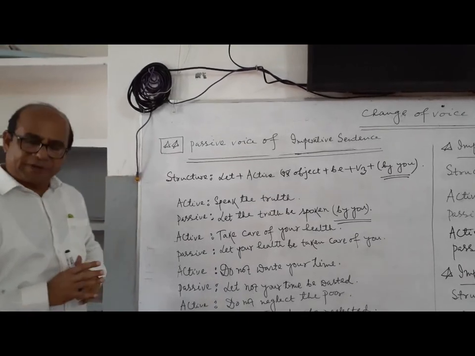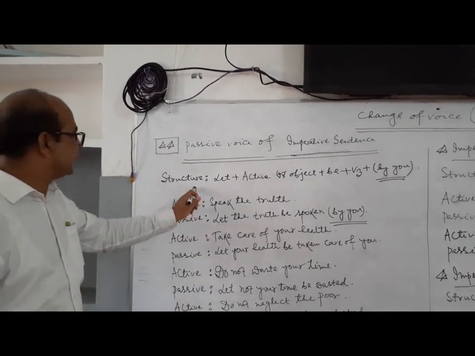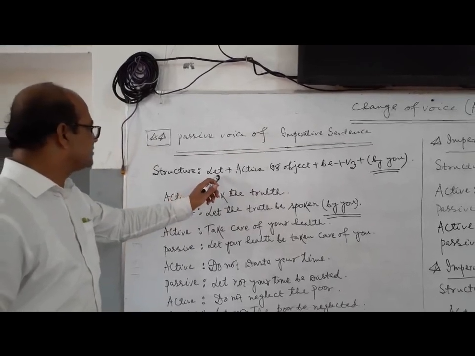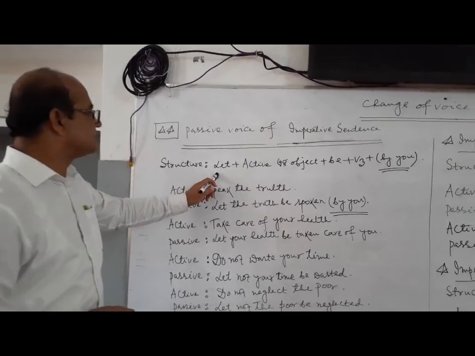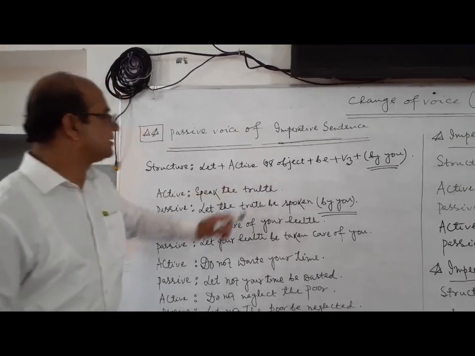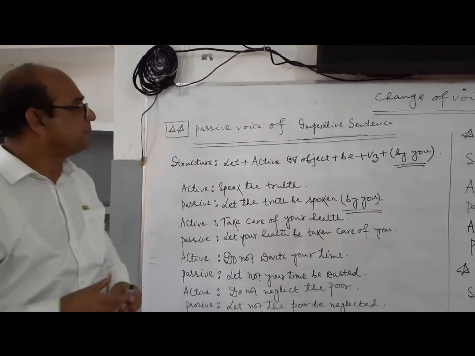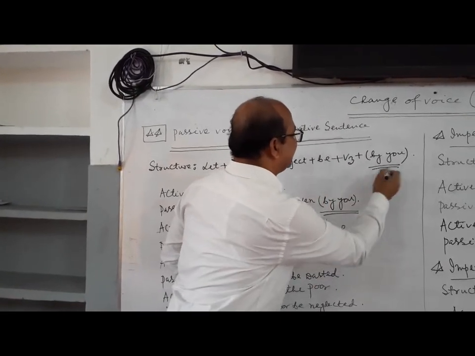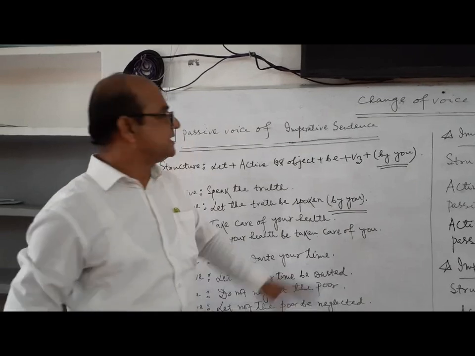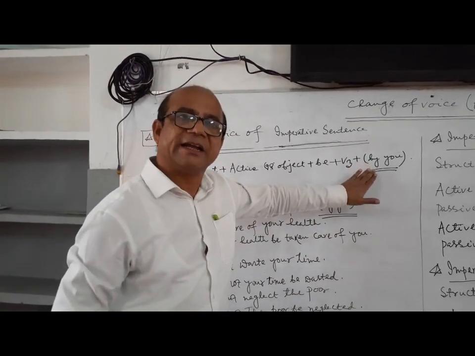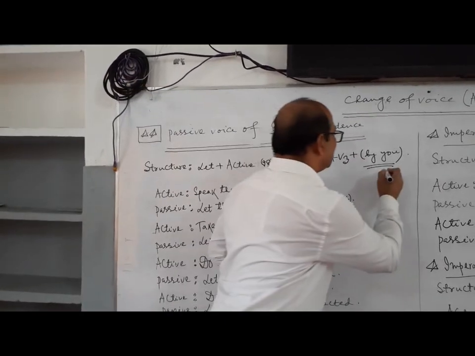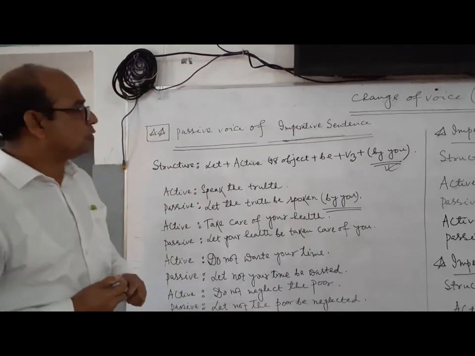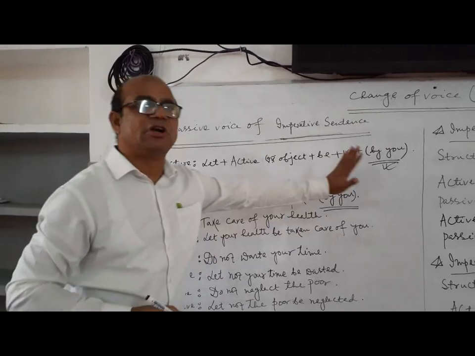Now, in case of imperative sentence, I have also used a basic structure. What is written in structure? At first, let, activate object, that means activate object form, be, V3, and here by you, which I have kept in a bracket. You can write it or not. If you wish, you can use it. If you do not want to use this, you will not use this.